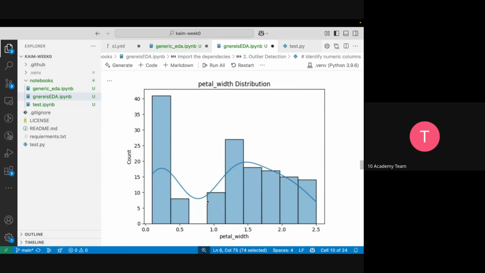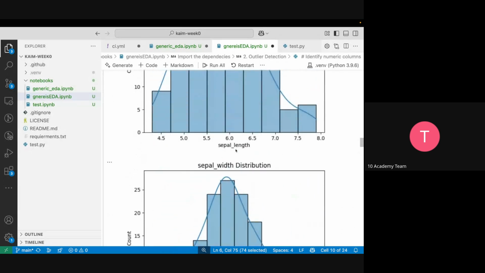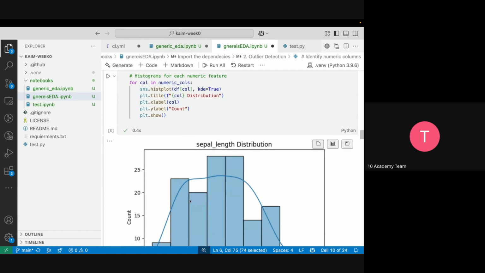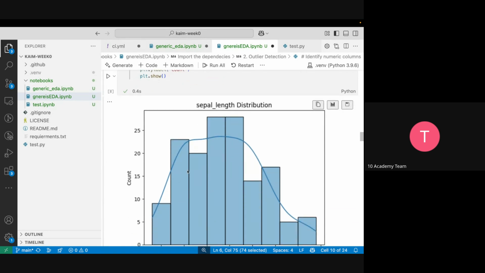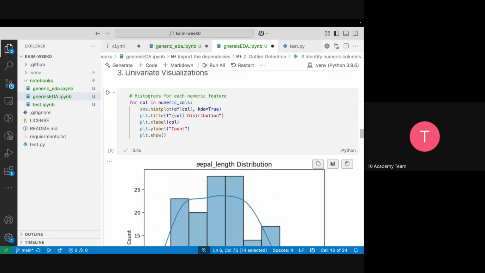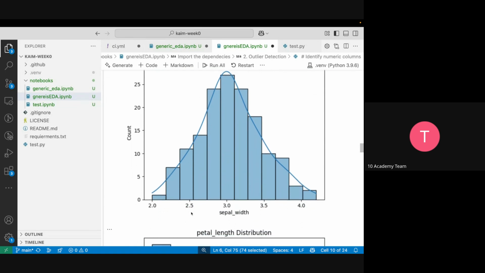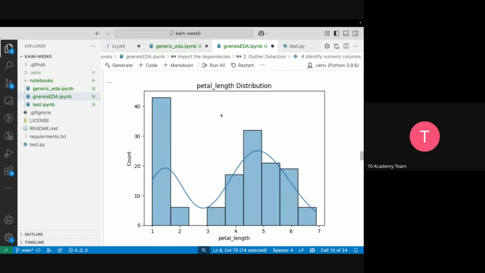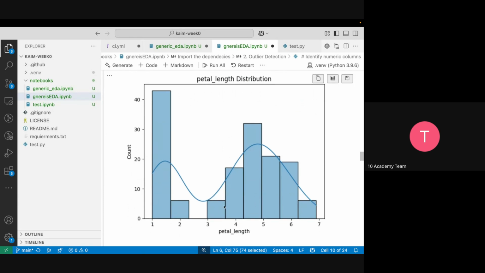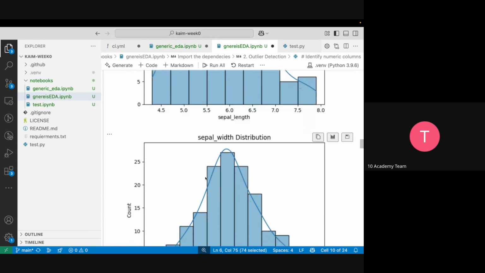Okay. As I explained earlier, univariate looks at each column individually. That's why it's called uni. So here you can see how it's distributed. These values are a little bit skewed to the left, I would say, but it's not that bad. And here it's almost a perfect normal distribution. And here you can see it's not a normal distribution. Here as well, it's the same thing for the petal, but for the sepal, it's a normal distribution.